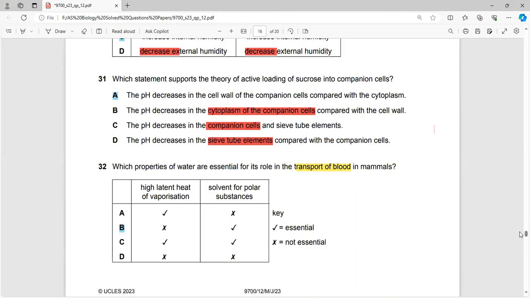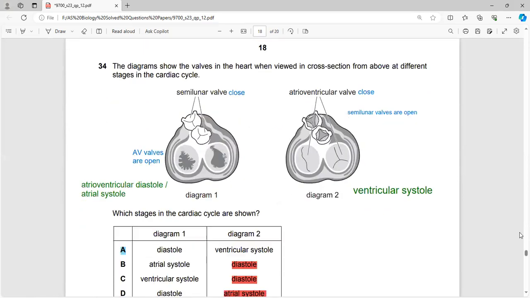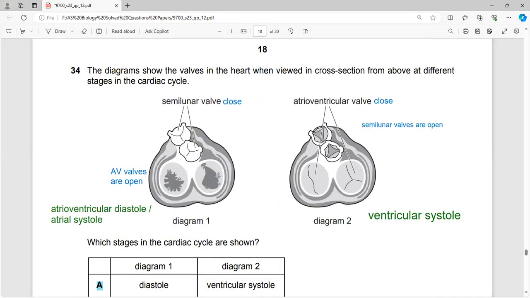We're going to proceed to the next question. The diagrams show the valves in the heart when it is viewed in cross-section from above at different stages in a cardiac cycle. In the first diagram, number 1, the semilunar valve is closed. What about the atrioventricular valve? It is open, so it means the blood is moving from atrium to ventricle.